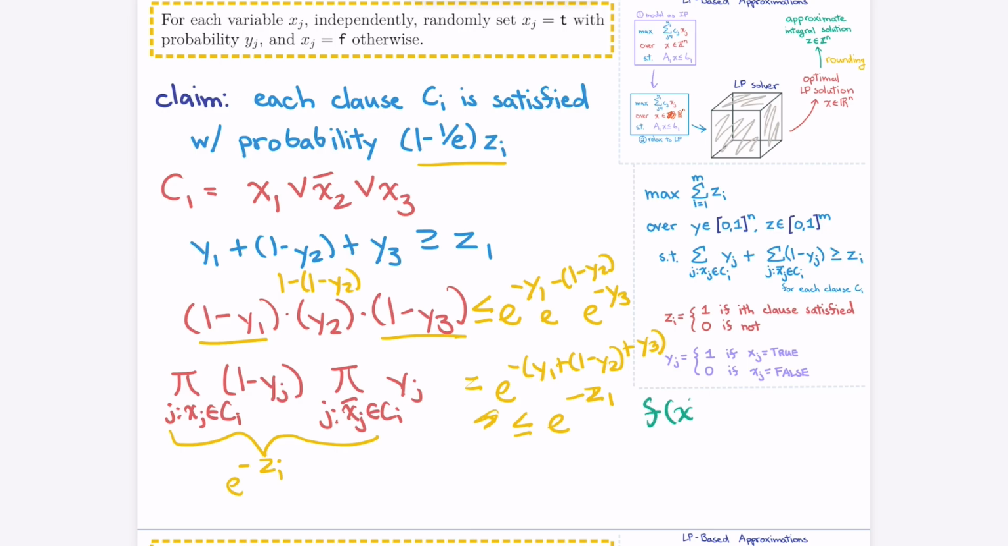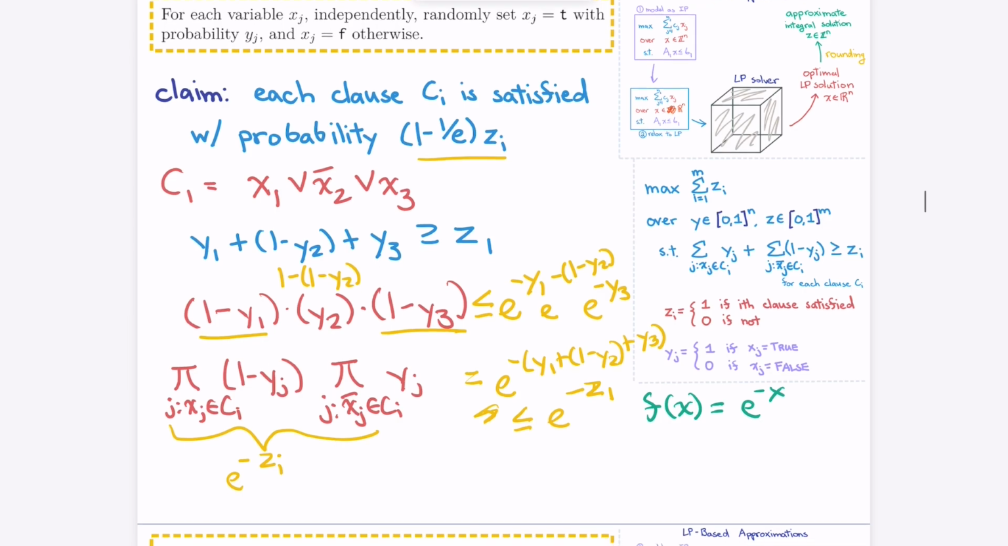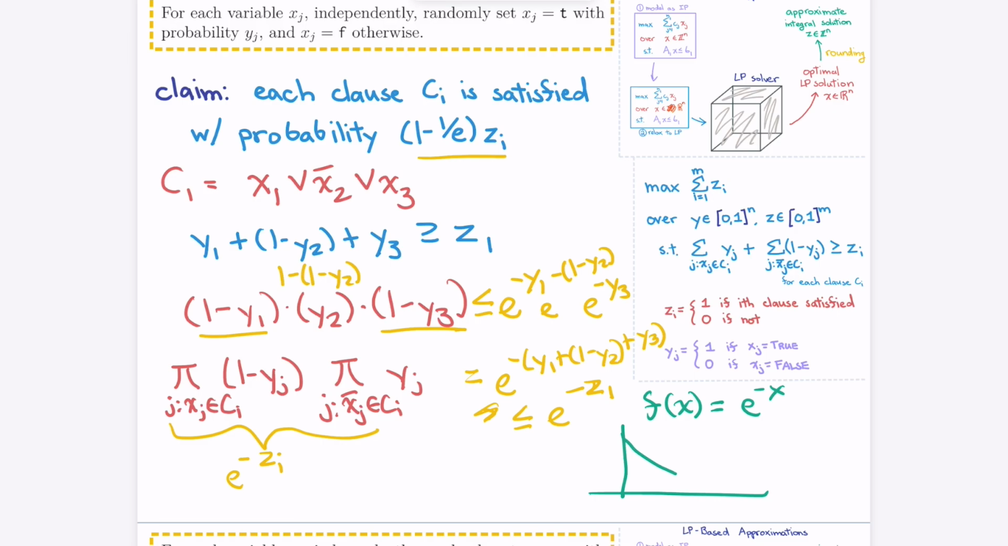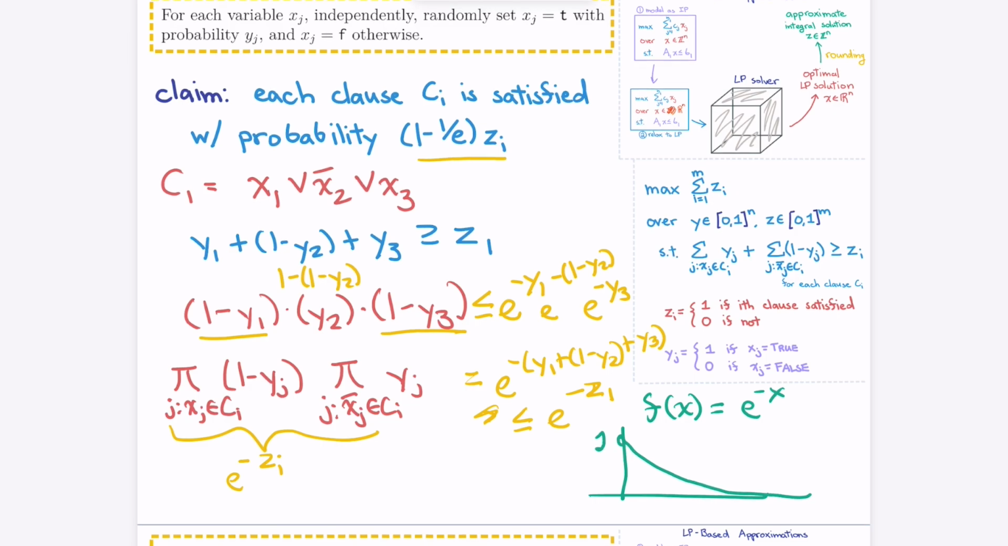Okay, so let's look at this function. F of x is equal to e to the minus x. We're actually going to do something different, if I remember correctly. So this is a function that looks like this, where this value is 1. So this is actually a convex function. Okay, so somewhere here is 1, and somewhere here is zi.